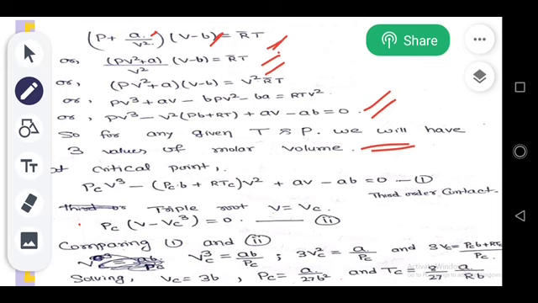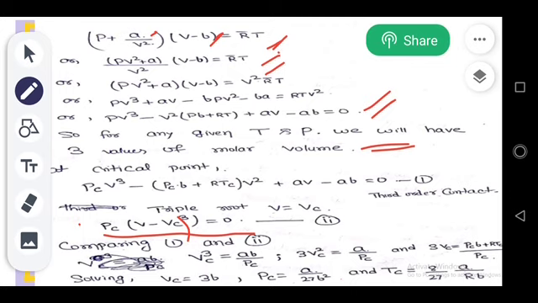So in that case, your equation is going to be something like this: Pc into (V minus Vc) whole to the power cube. This is whole to the power cube, not just V minus Vc cube. Whole to the power cube is equal to 0. So you will get three same roots, V is equal to Vc, for this.